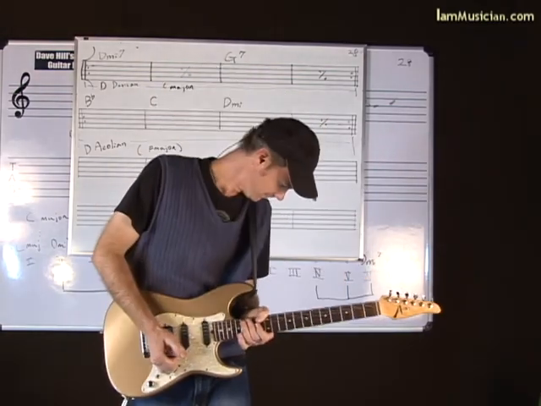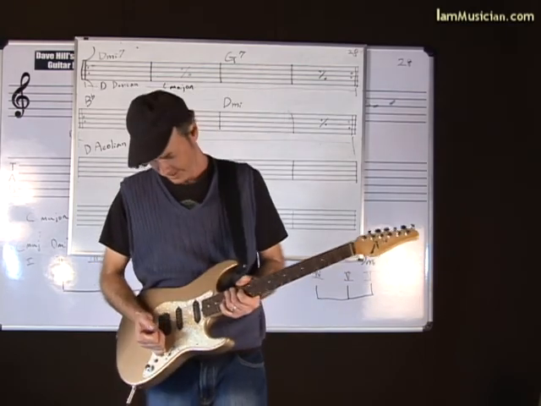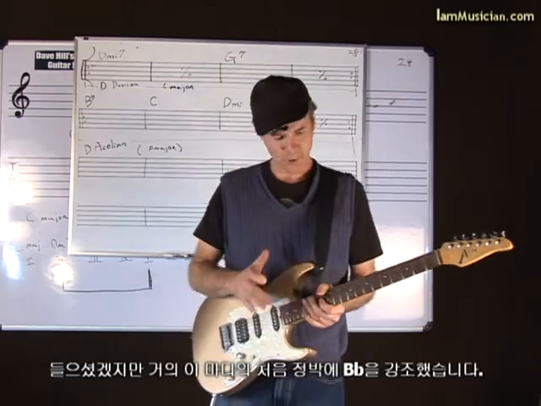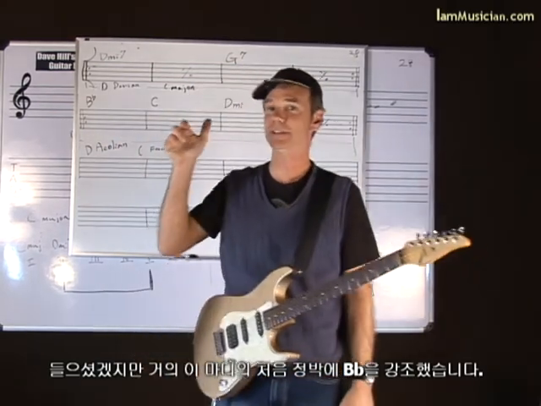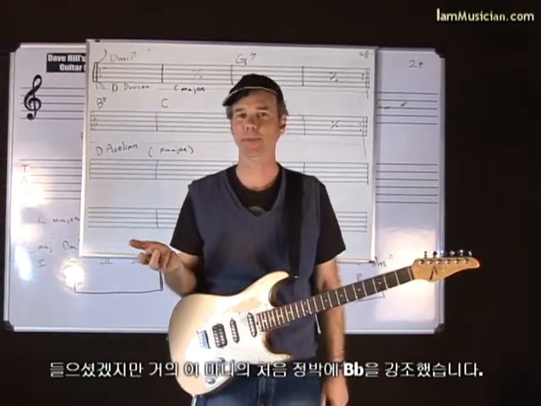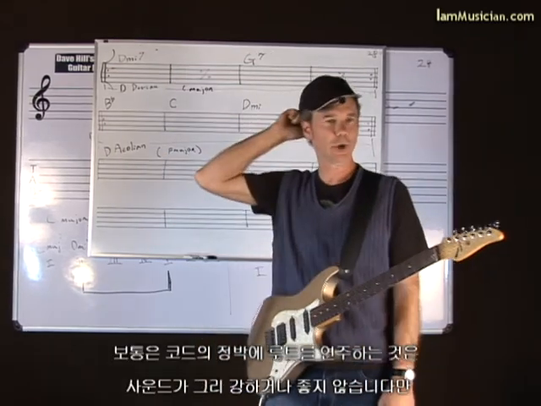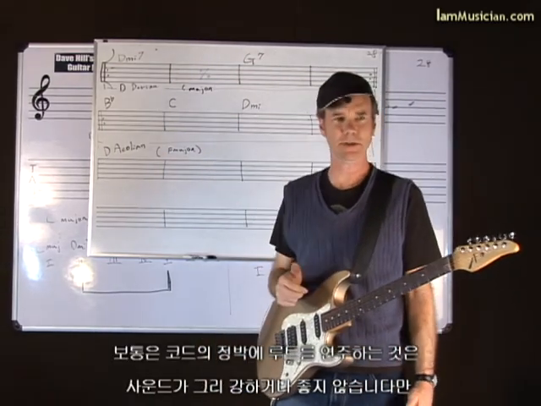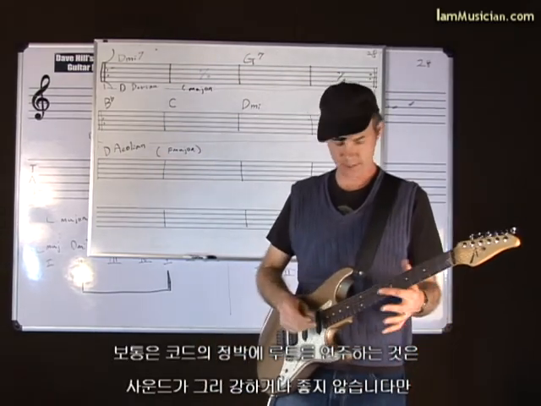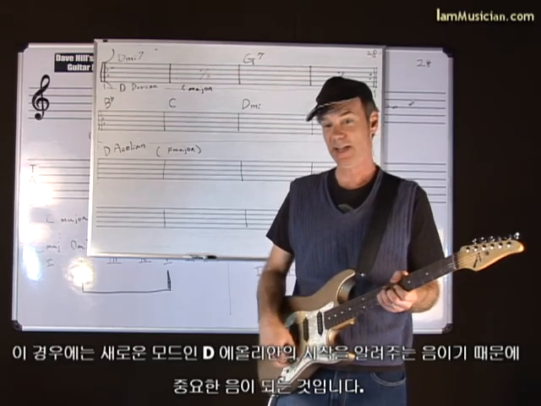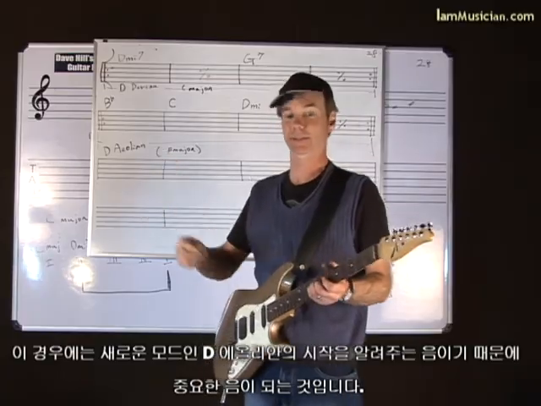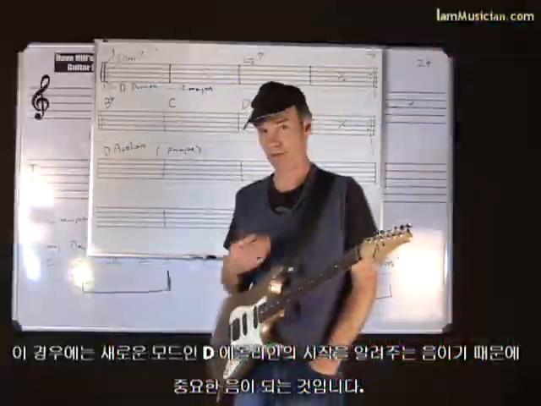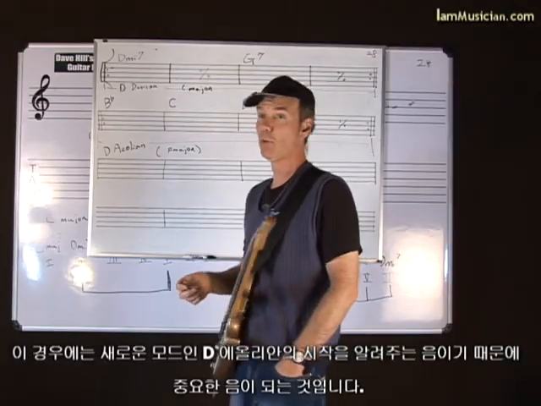Okay, I'm gonna hit the microphone there. Anyway, you can hear that pretty much at the beginning of this bar, I really try to emphasize the B flat on the downbeat. Now, normally a root on a downbeat of a chord doesn't always sound all that strong or interesting, but it's important in this case because it's the note that defines the beginning of the new mode. The fact that we're playing D Aeolian makes the B flat note that much more important.